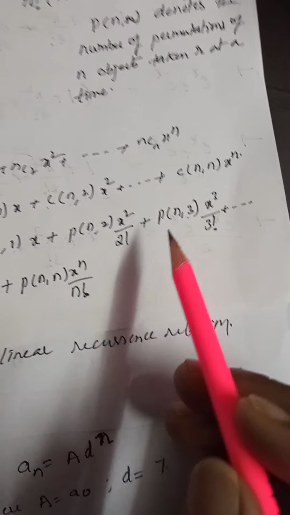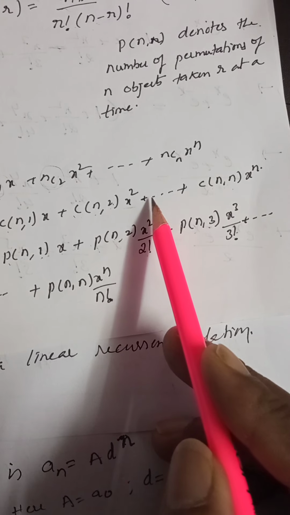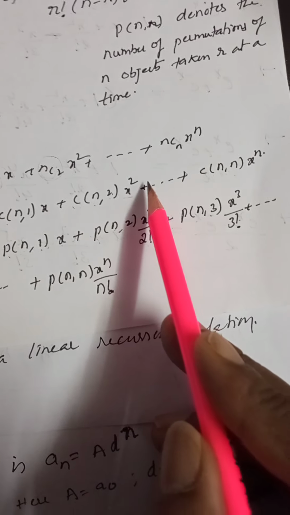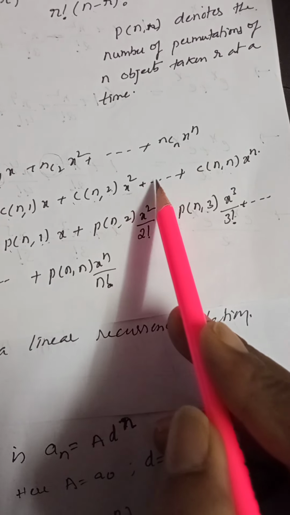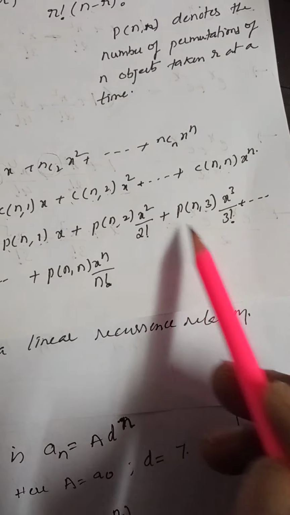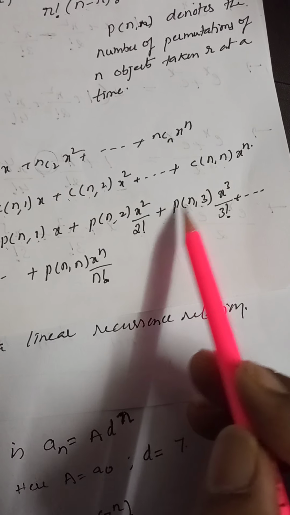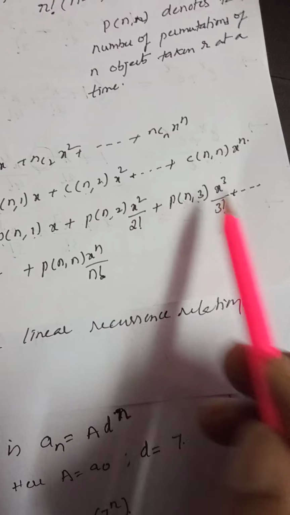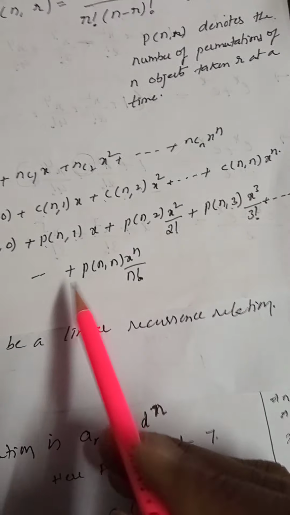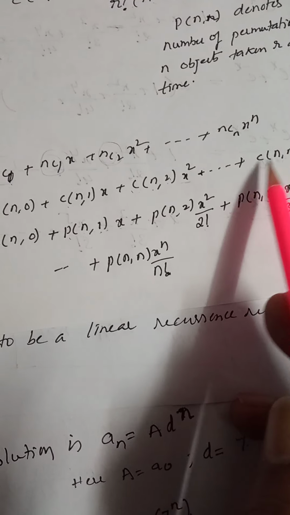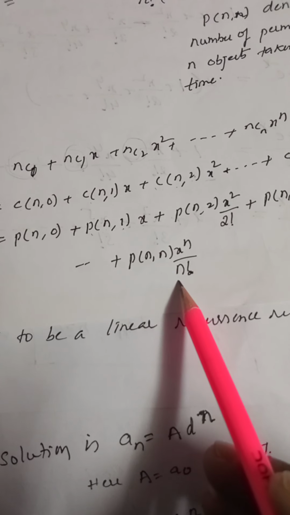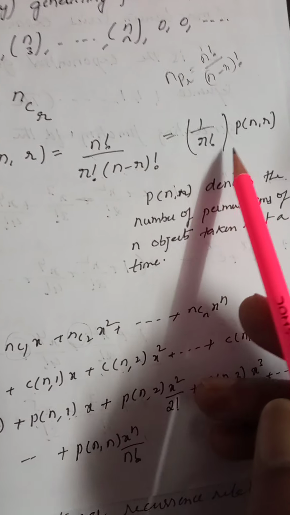Similarly, the third term also we are writing. Here the third term will be C of n,3. C of n,3 in terms of P means P of n,3 by 3 factorial into the remaining term, x cube, plus so on, plus this one, C of n,n can be written as P of n,n by n factorial into x power n. We are using this formula, right?